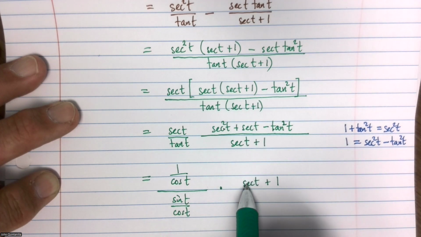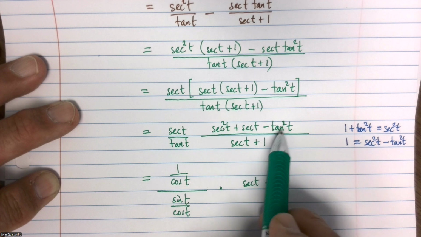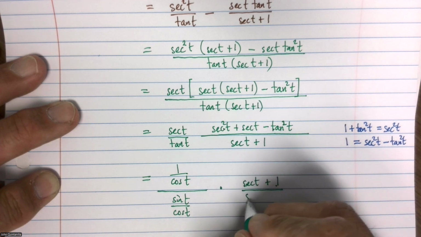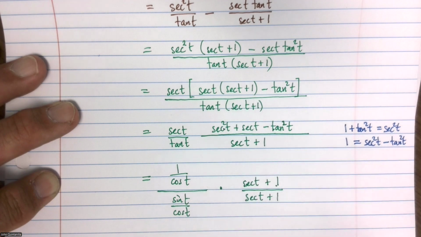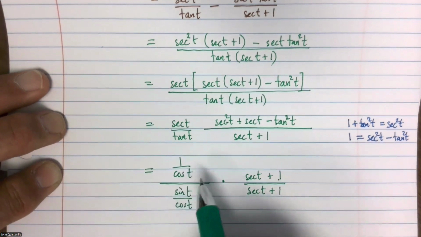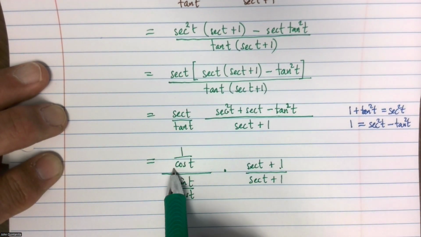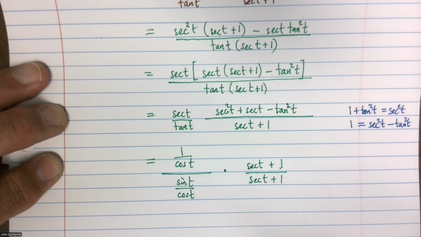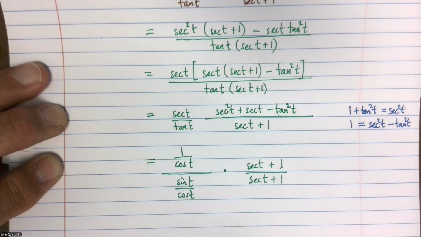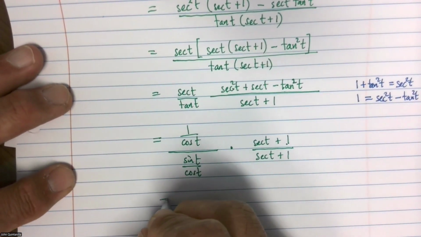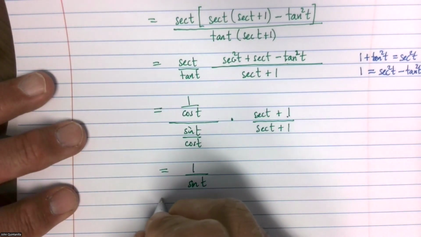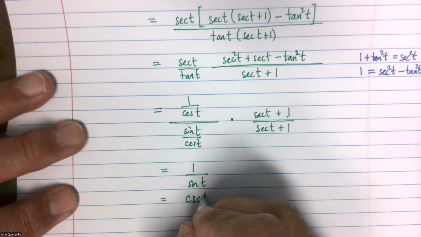So this becomes secant of t plus 1. This secant of t comes along for the ride. Secant squared t minus tangent squared t is 1, so we have 1 plus secant of t over secant of t plus 1. And on the next step, that cancels. Also on the next step, cosine of t and cosine of t in the denominator both cancel. Alternatively, we can multiply by the reciprocal and the cosine t's cancel. And so this is equal to 1 over sine of t, which is simply equal to cosecant of t.